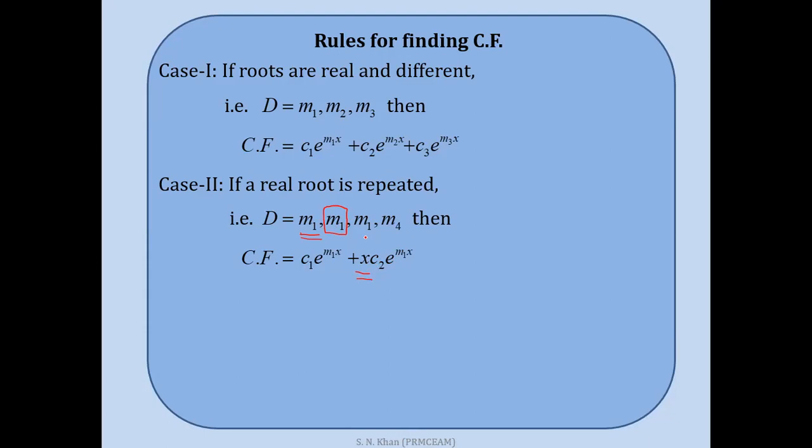We are writing the second term, we are writing CF for the second root, तो उसके लिए constant हो जाएगा c2 and exponential term e to the power m1x again, because root it is m1, तो इसमें exponential term में कुछ change नहीं होगा, it will be e to the power m1x. The only change is we have multiplied this term with variable x due to repeated root.